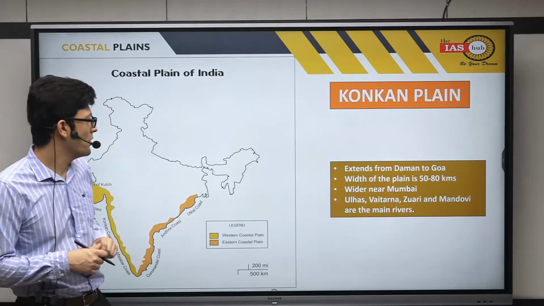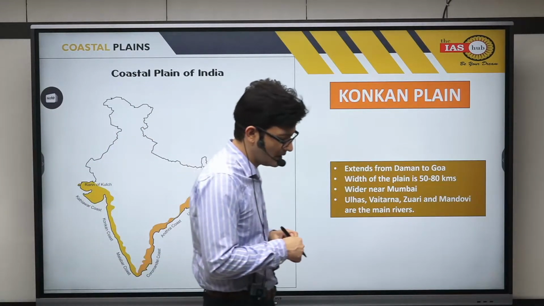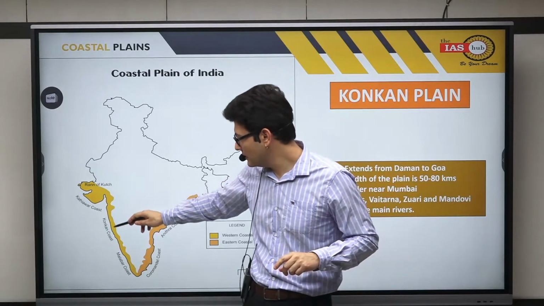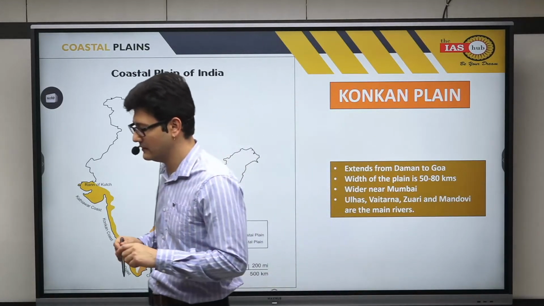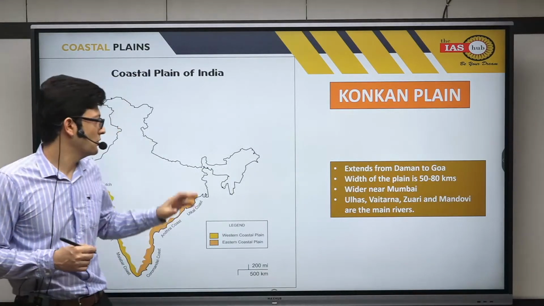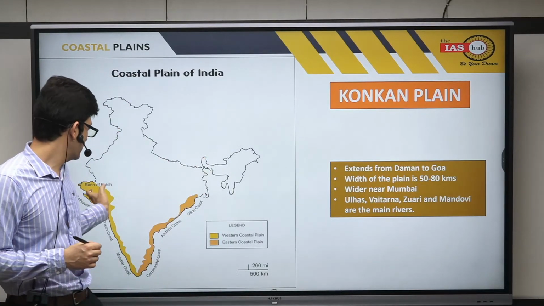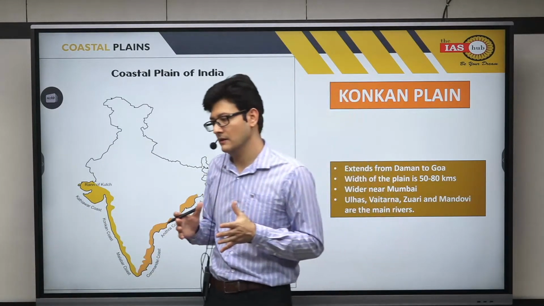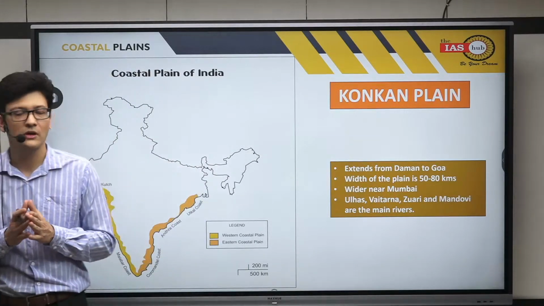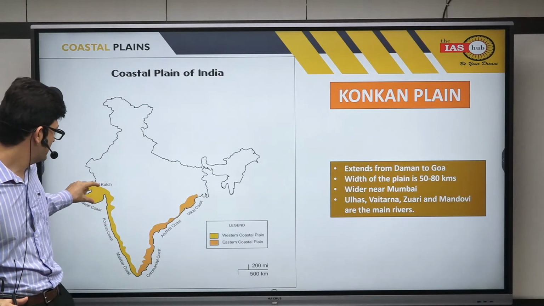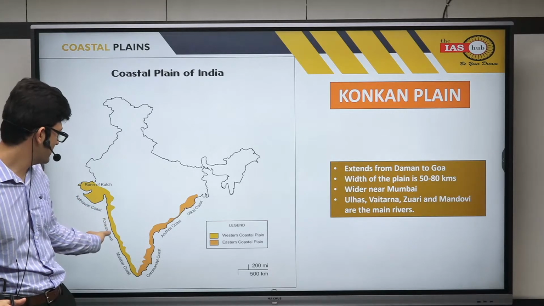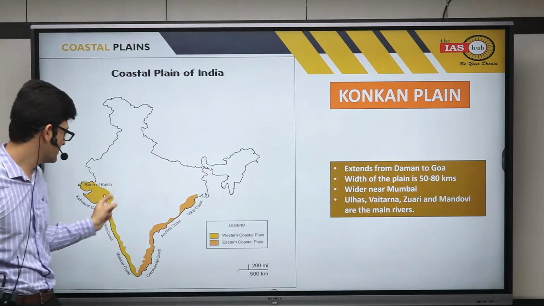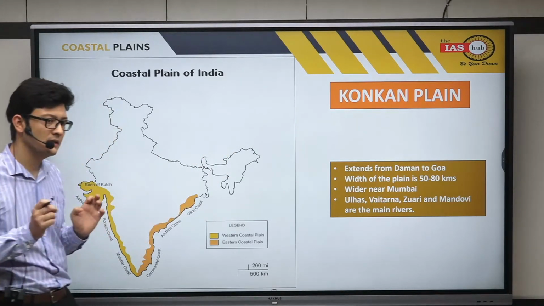Then moving on to the Konkan Plains. Konkan Plains extend from the Daman region, Daman and Diu. From Daman and Diu, towards the end in the southern side, you will find Goa. So from Daman and Diu to Goa, the width is very narrow at this point. The Konkan Plains become very narrow. Over the Rann of Kutch, the width is very large, but as you move down towards the Konkan coast, you'll find the width narrowing down to 50 to 80 kilometers. It is wider near Mumbai, but in all other places it narrows down.